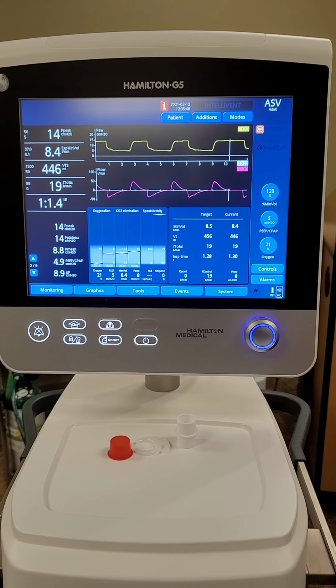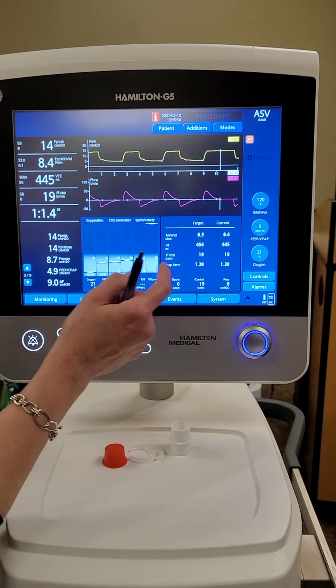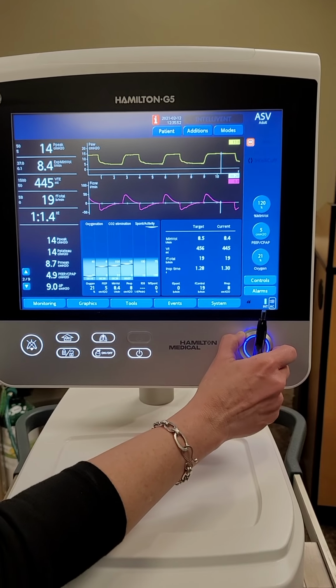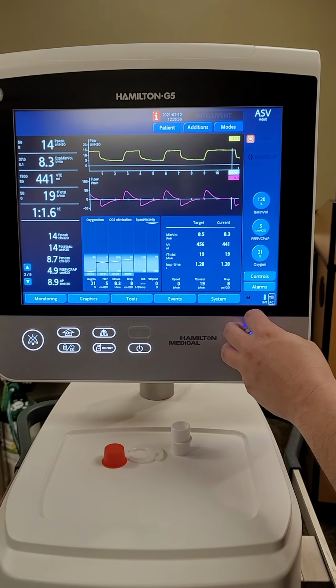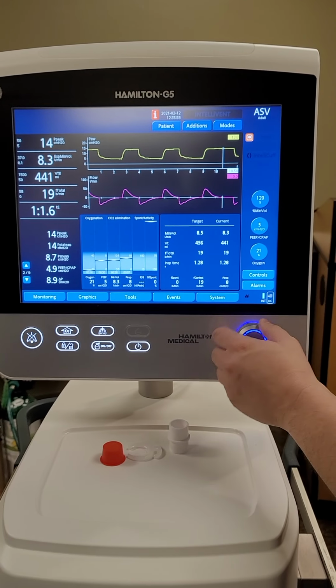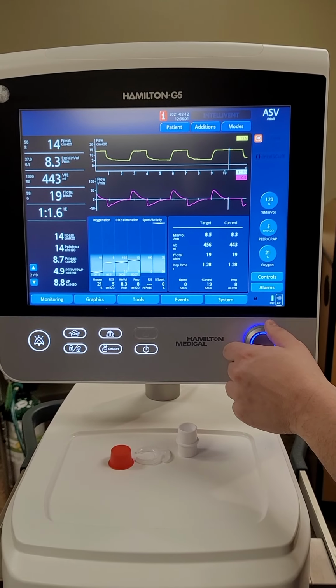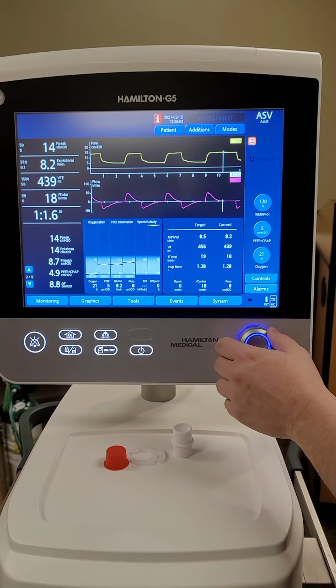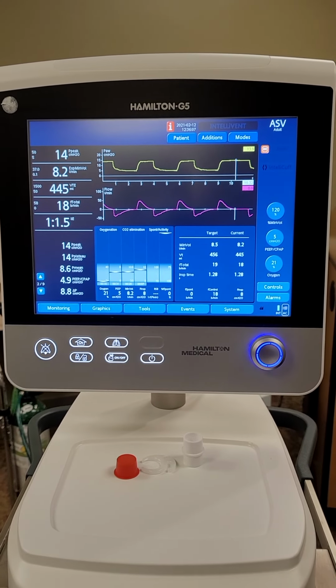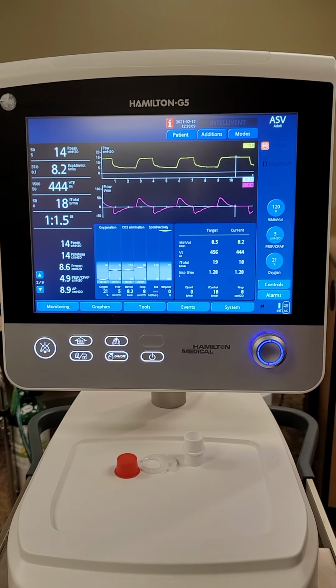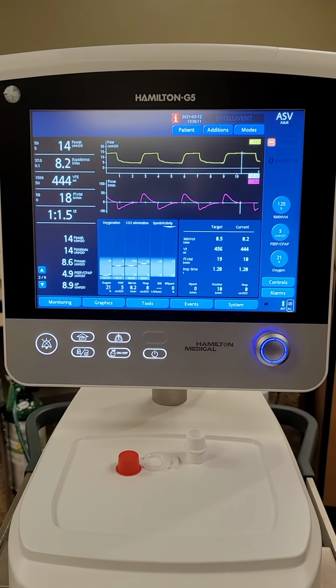But if you want to do your inspiratory hold, you go to tools, you do your inspiratory hold, and then you scroll until that is zero. If we're zero over here, I try to go to the end of inspiration and find that zero right around there. That way, if there's any kind of minimal leak or something else that can be contributing to it, I'm going to get the most accurate plateau pressure I can get.